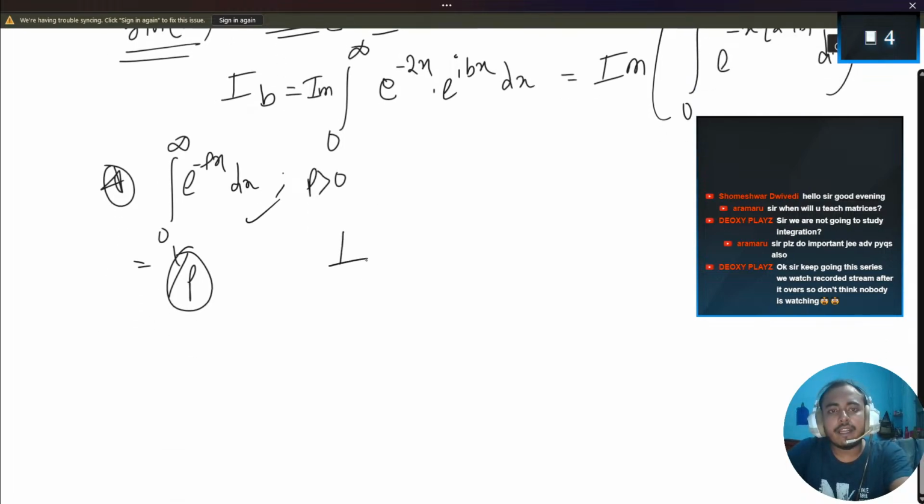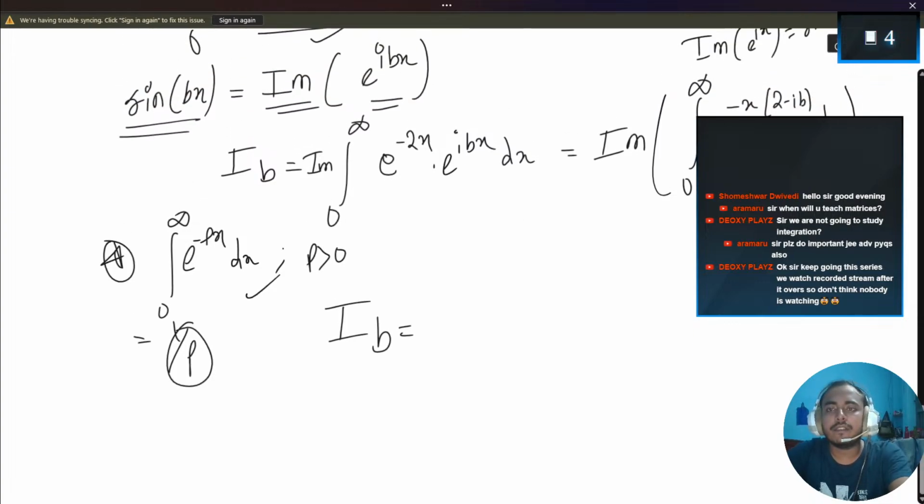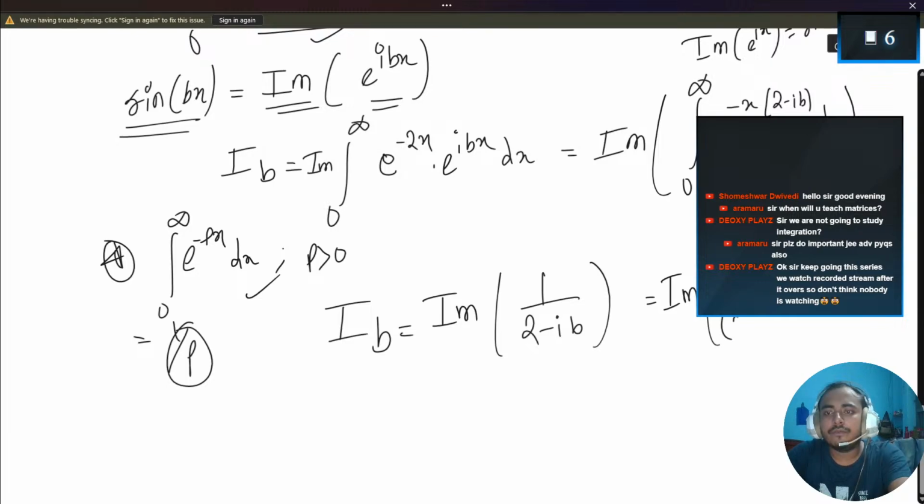Using this, you can write the required integral, which was the imaginary part of this, as the imaginary part of 1 by 2 minus ib. And this would give you the imaginary part of, multiplying by the conjugate 2 plus ib up and down, (2 plus ib) divided by (2 minus ib) into (2 plus ib). This would give you the imaginary part of 2 plus ib divided by, this one becomes 4 plus b square, right?